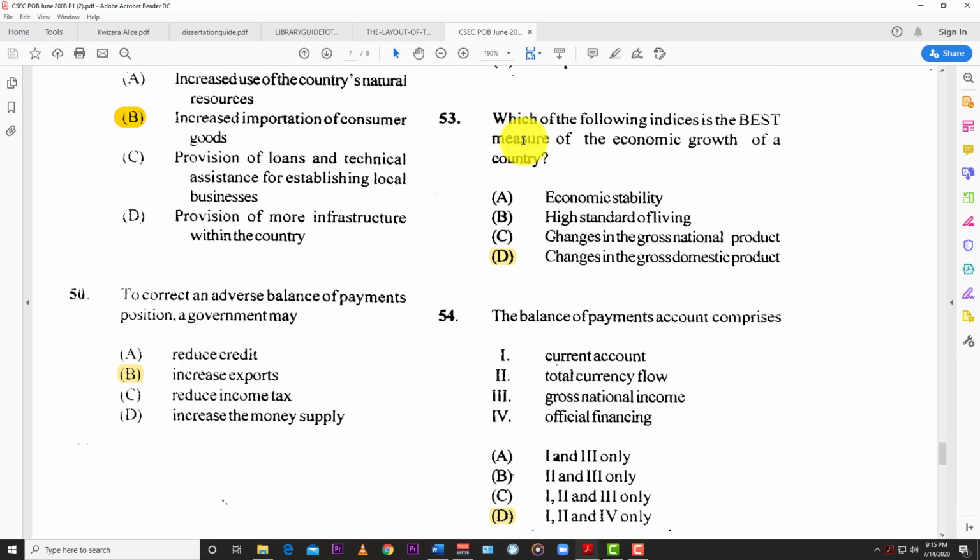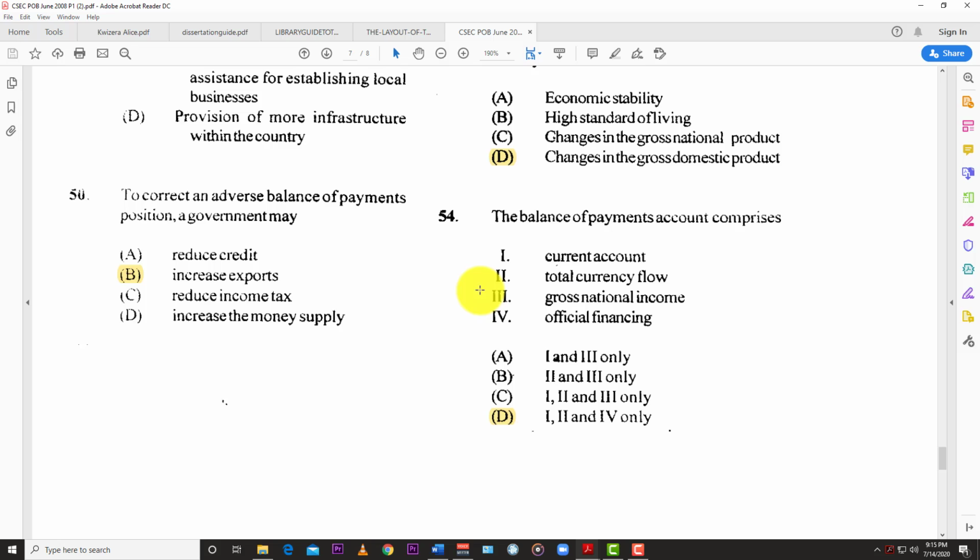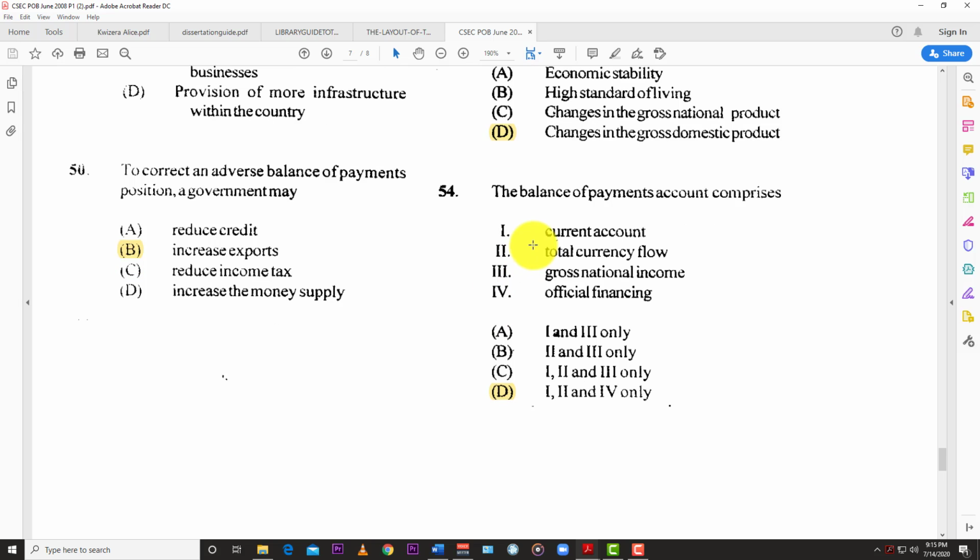53, which of the following indices is best measure of the economic growth of a country. And so again, real highfalutin econ. So the best answer is D, a change in GDP or gross domestic product. That's what shows the growth of a country. Whether it was negative growth or positive growth, you measure the GDP to show growth. If you want to show development now, you would use something like the Human Development Index or something like that.